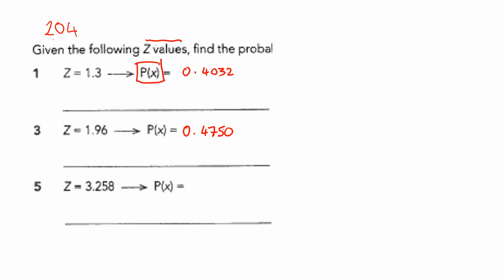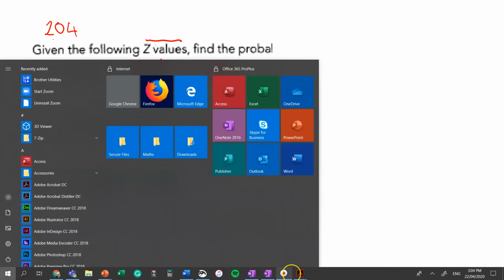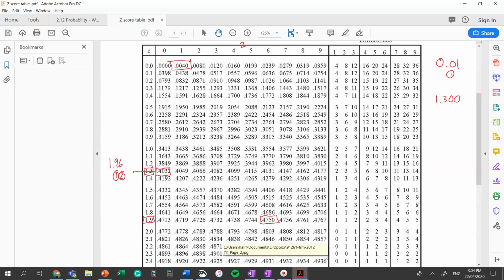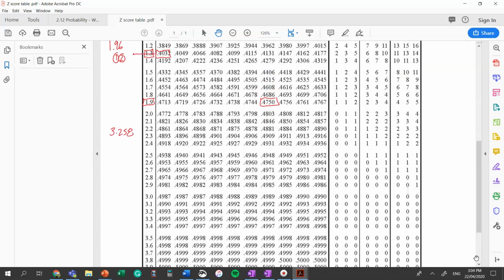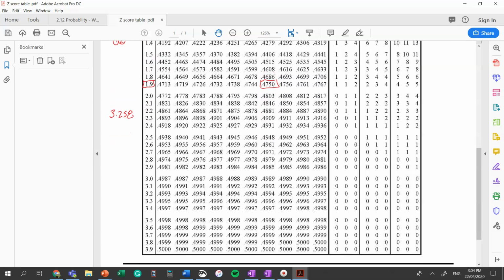We go back to our answer, 0.4750. Okay, so the fifth question is a little bit more tricky because it's actually asking us for 3 decimal places. So it's 3.258. If we look at our chart again, we have to go to the first decimal place, second decimal place, third decimal place. So the first decimal place gives us 3.2. That is where we're starting for our column. For our row, the second one is 5.